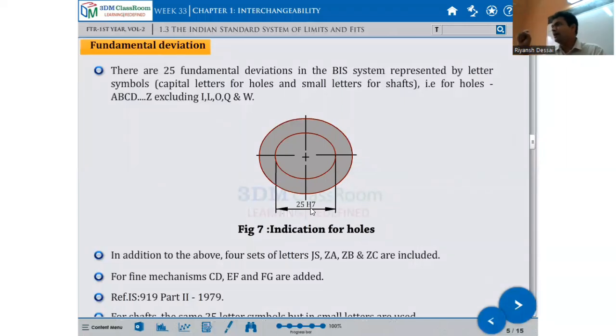Now 25H7: 25 is the basic size of the diameter of that hole. H7 indicates the tolerance. Tolerance means plus or minus. How much tolerance there is, H7 gives it. Plus or minus how much, it could be 0.02 or 0.01.